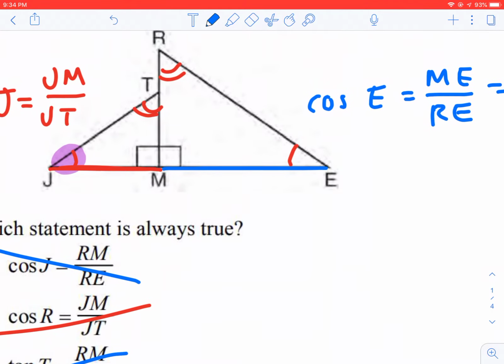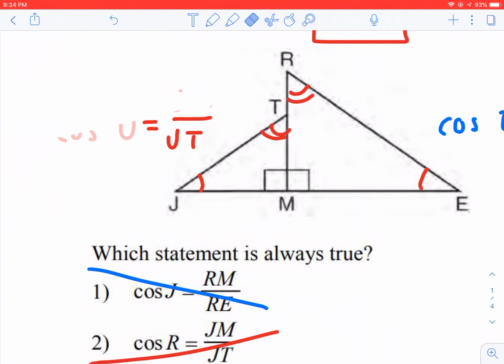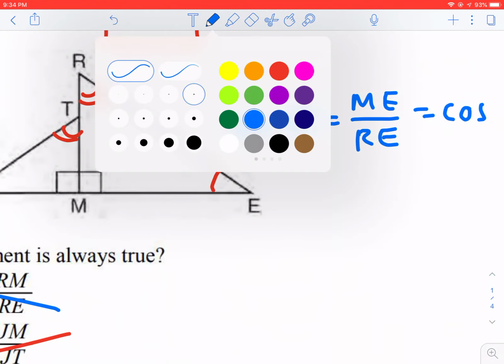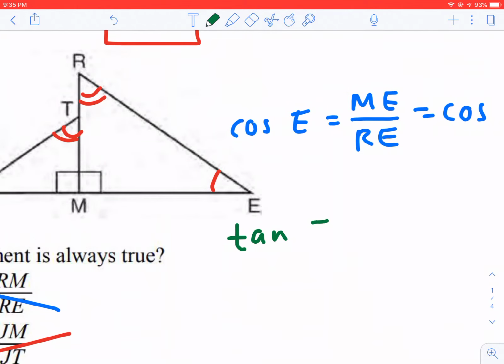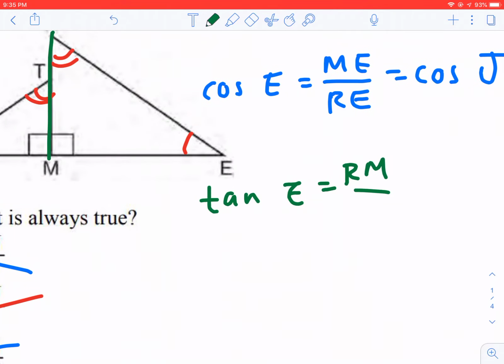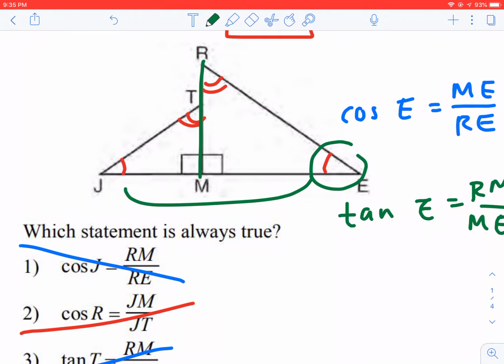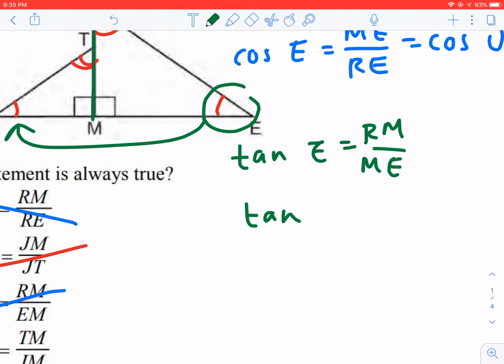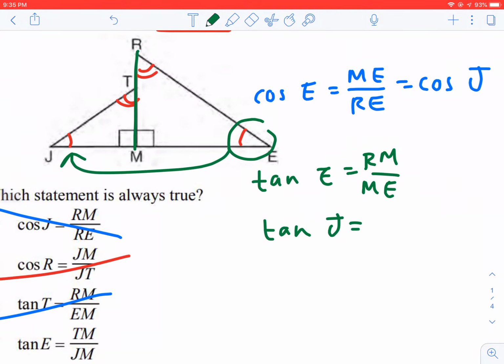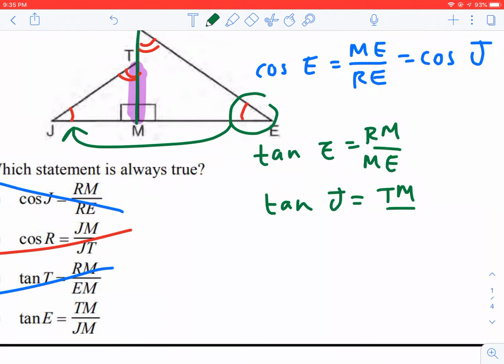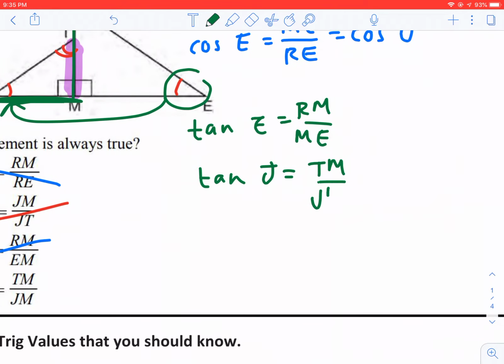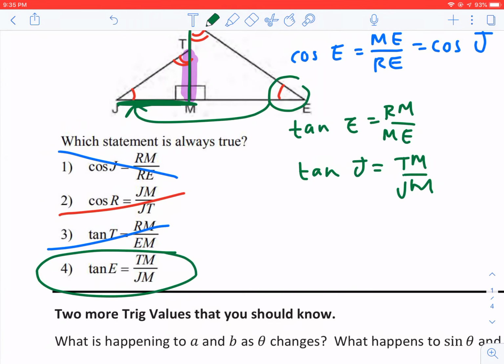Tan of E is going to equal, let's take a look. Tangent of E, SOHCAHTOA, that's opposite, in this case RM, over adjacent, which is ME. So tangent of E, we have TM over JM, so let's see. E again is congruent to J, so let's see what tangent of J is equal to. Now we're looking at the smaller triangle, so opposite is just TM over adjacent, which will be this side length, and that's JM. And that is what choice 4 says, so this one was choice 4.